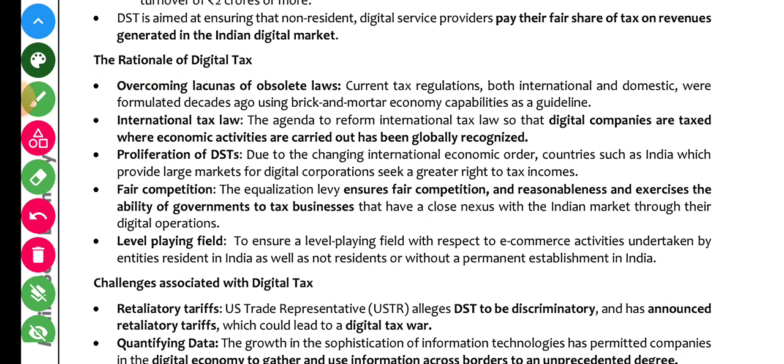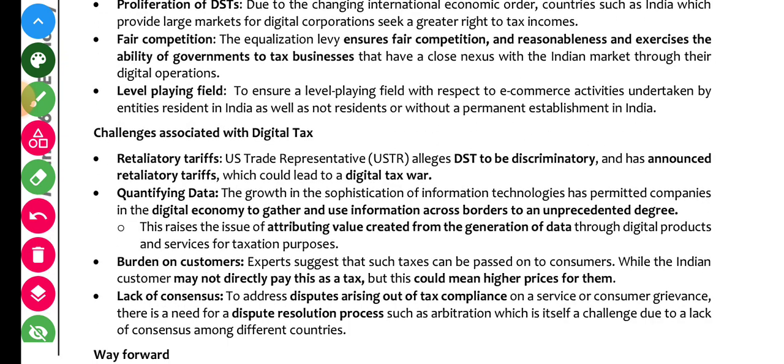Next is the rationale for the digital tax. Overcoming the lacuna of obsolete laws. More stringent laws about the digital tax. International tax law: digital companies are taxed where economic activities are carried out, which has been globally recognized. Proliferation of digital service tax. Fair competition: the equalization levy ensures fair competition and reasonableness and exercises the ability of government to tax business. So keep this in mind. Level playing field. It will be more beneficial for the country as well as multinational enterprises.